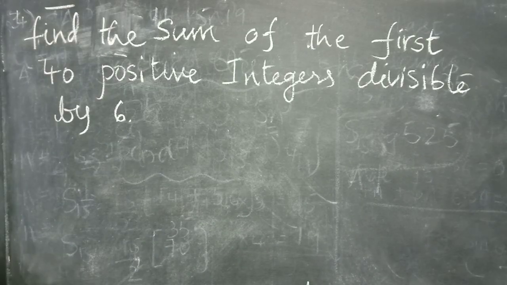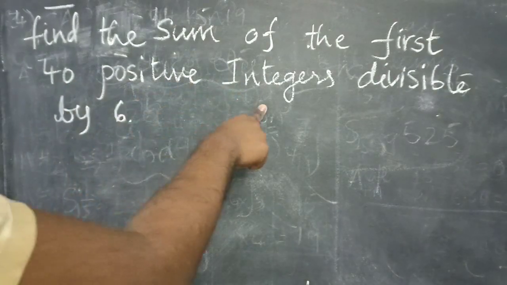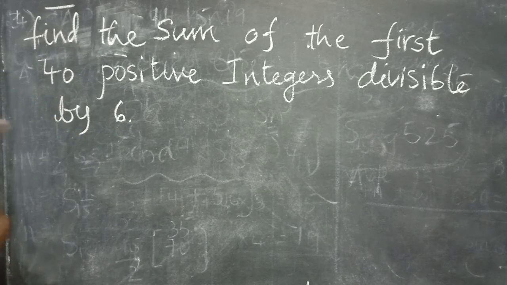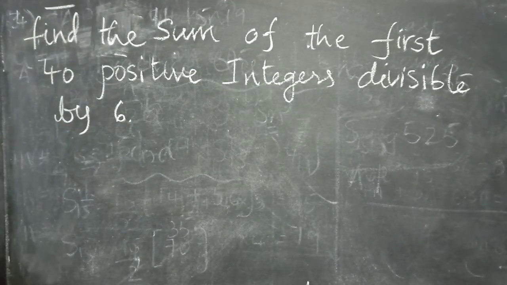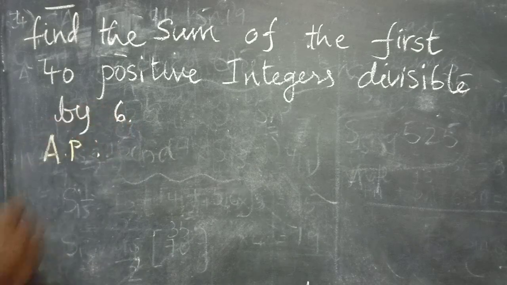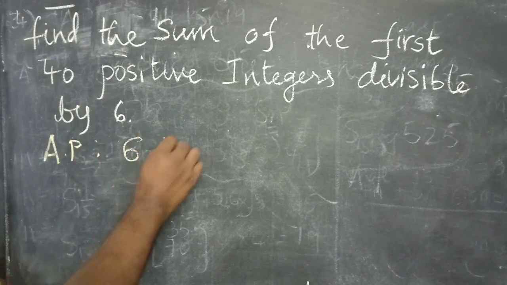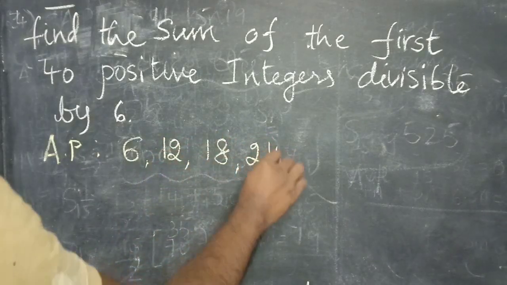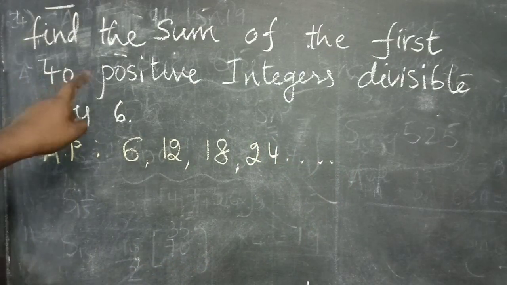Moving to next question. Find the sum of the first 40 positive integers which are divisible by 6. We should find out the sum of 40 positive integers which are divisible by 6. So the first step is form an AP such that it is a multiple of 6. The first number will be 6. Next it will be 12. 6 3s are 18. 6 4s are 24.